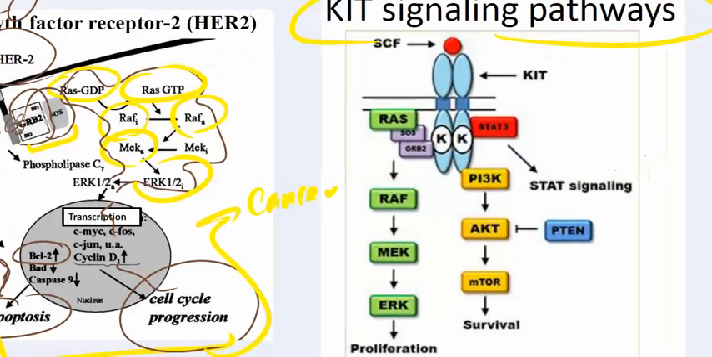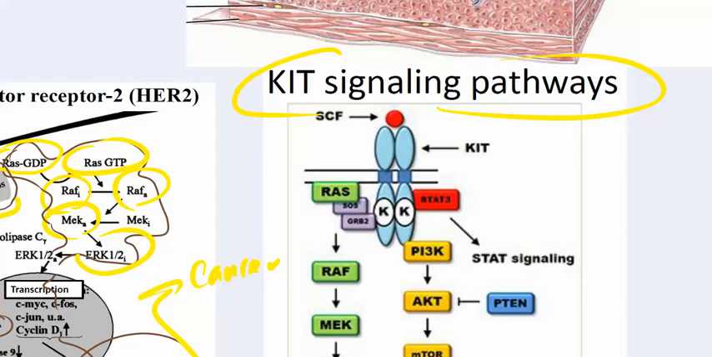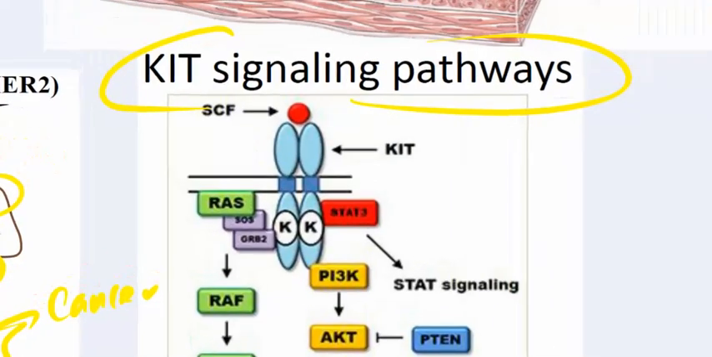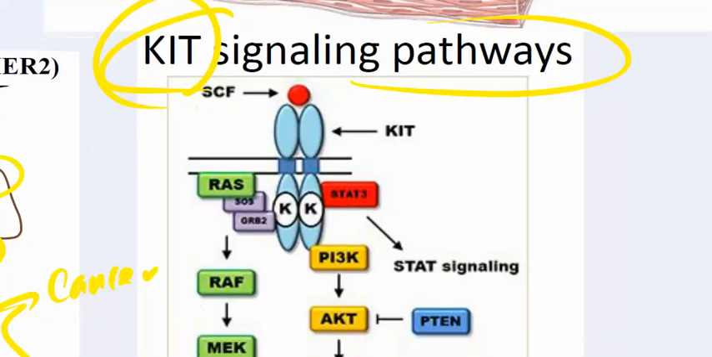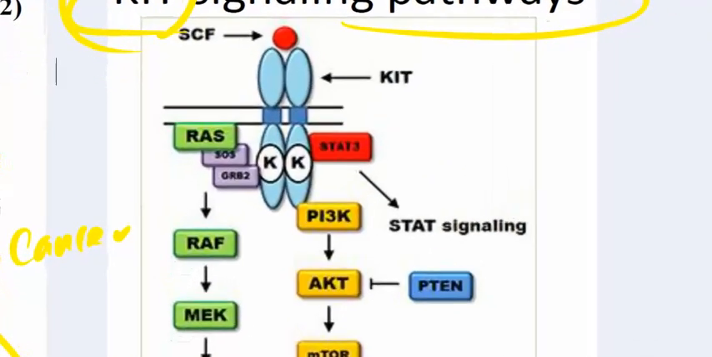Okay, so we mentioned the three growth factor receptors that were mentioned in lecture. So we have the HER2, right? Then we have the what else? We have the KIT, and then what else? Okay, so the KIT, what kind of receptor is it? Tyrosine kinase. So how does tyrosine kinase work?